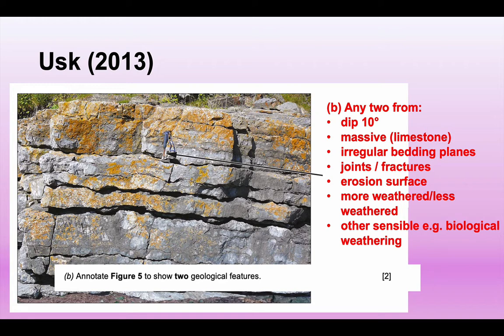We've got these vertical joints and fractures within the rock. There may well be erosion surfaces here which might account for these irregular bedding planes. There are some areas that have been more weathered than others, and you'll get credit for anything else that's vaguely sensible. You can see there's an orange lichen on top of this limestone, which could lead to some biological weathering. But certainly I think you need to be discussing the bedding plane, some aspect of the bedding within this outcrop, as the most obvious geological feature.